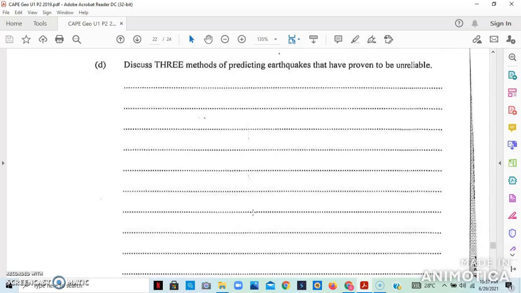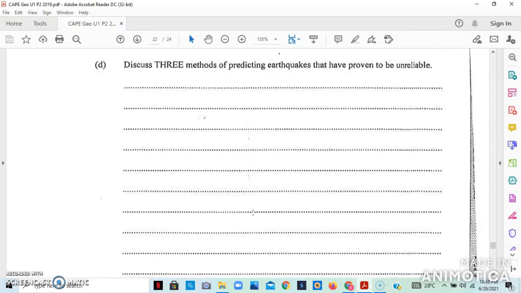So the first one is the abnormal animal behavior. They basically observed the behaviors of rats, snakes, and insects. They were basically recorded fleeing the areas before the earthquake back in historical time. So in China, shortly before the earthquake took place, mice fled houses, the dogs started to howl, the fishes jumped out of the water, and the giant pandas started to moan. So this was observed in China just before there was an earthquake.